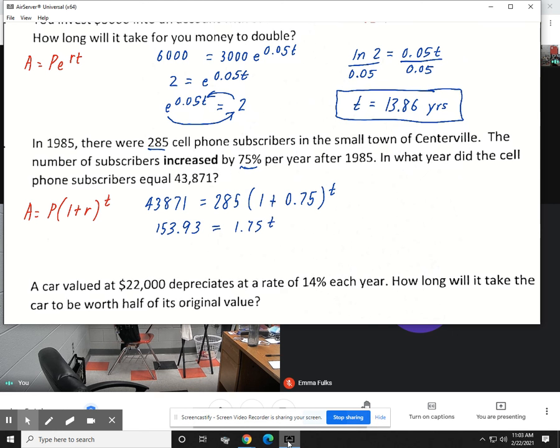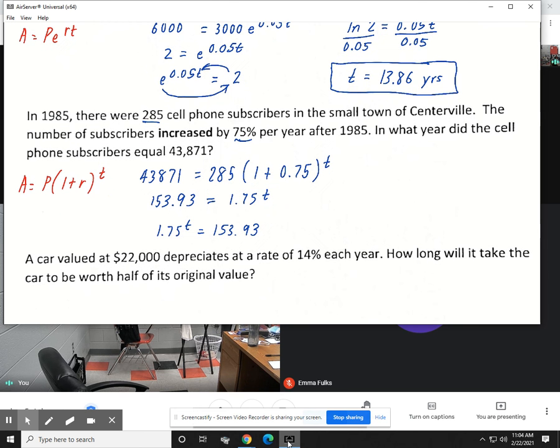Now again, real quickly, I'm just going to swap those sides, okay? I'm going to put 1.75 to the T power equals 153.93. The only reason I'm doing that is because so far we've always done the loop from left to right, and I want to continue that. Now, this time, is my base e? No, then we're not going to use ln. We're going to use what? We're going to use log, right?